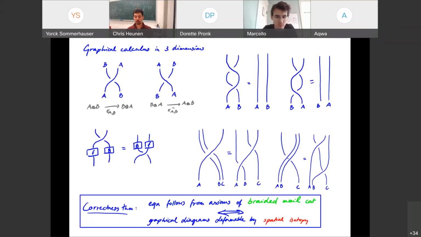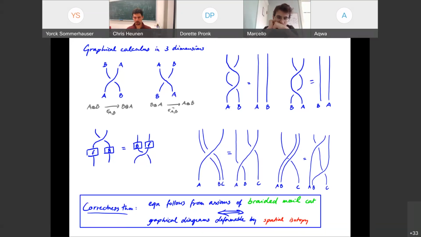We asked that the braiding is an isomorphism, it's invertible. So I'm going to draw the inverse as the thing going the other way around, where the strand on the left goes underneath the strand on the right. Then the fact that these two things are inverses graphically becomes the two pictures on the top right: if you have two strands laying on top of each other, you can straighten them out. Naturality is the picture on the bottom left: if I swap two things and then do f and g on both of them, I could also first do f and g and then swap them.